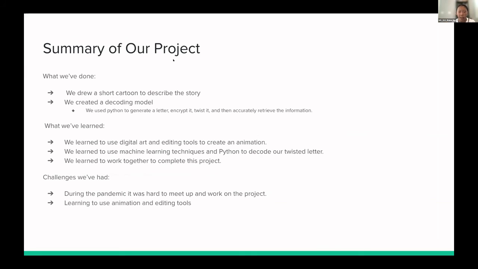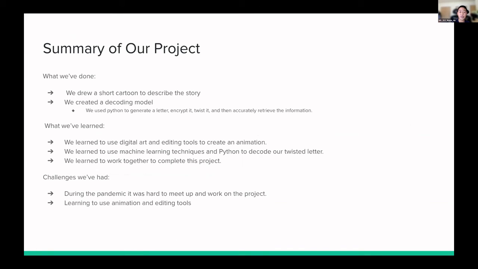To sum it up, we made a cartoon about our story and problem. Then we created a decoding model using Python to create a letter, encrypt it, twist it, and decode it. We've learned to use digital art and editing tools to create an animation, and machine learning techniques and Python to decode our twisted letter. Throughout this project, we also learned to work together and that teamwork is essential to complete any project.